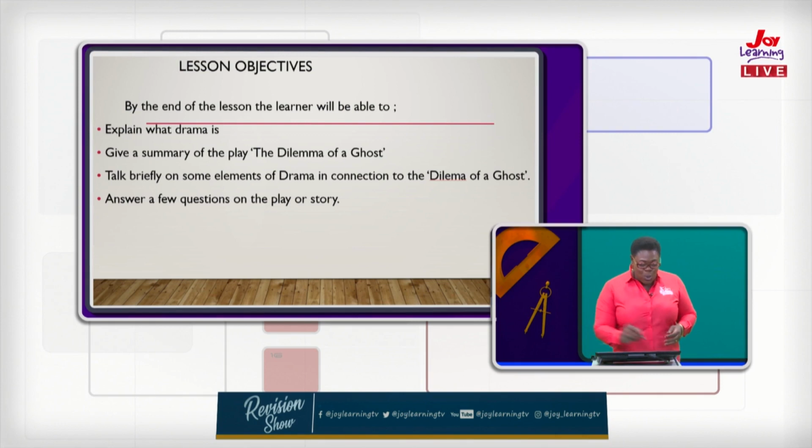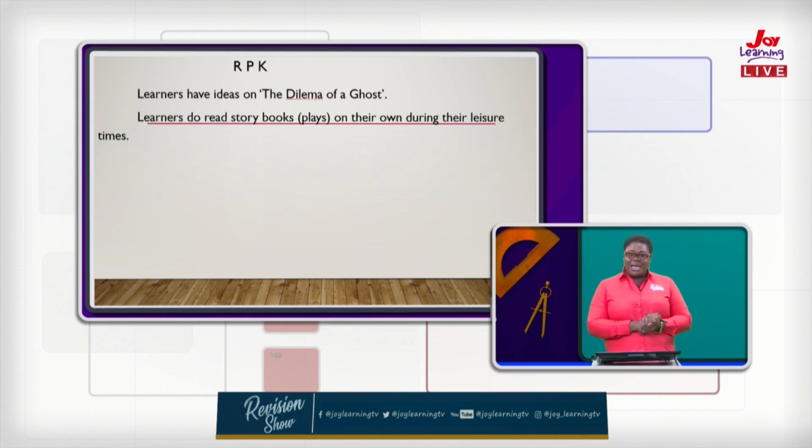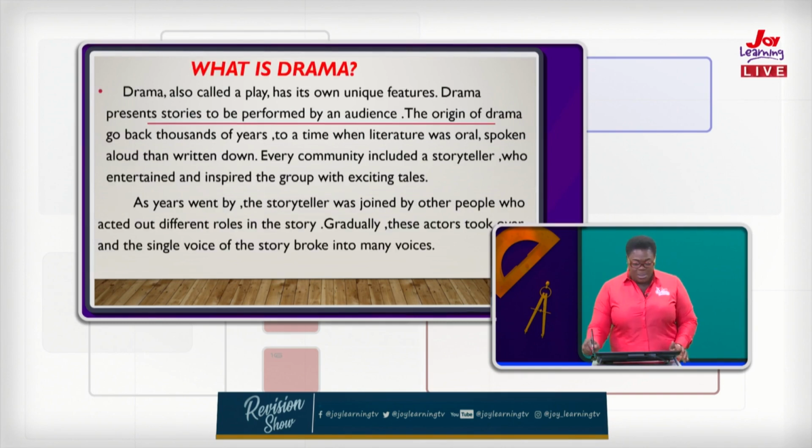So we move on to our RPK, Relevant Previous Knowledge. What do you know already? Learners have ideas on The Dilemma of a Ghost. I want to believe that you read this book in school, in The Cockerel. That is the common book we all know, right? And then learners do read storybooks or plays on their own during their leisure times. Of course, you don't just loiter about. You read during your leisure times, right? So we move on to the main topic for the day.